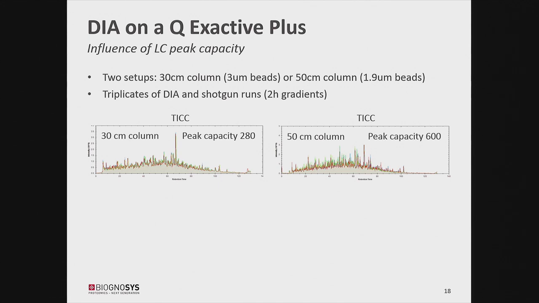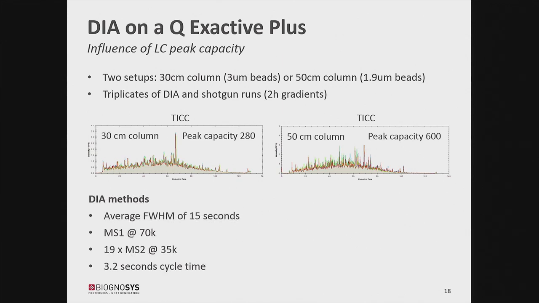We were also interested in the influence of the chromatography on DIA. It has been published that with increasing peak capacity for shotgun you would increase the number of peptide IDs, and we were able to test this on a Q Exactive Plus in the lab of Paolo Picotti. We had 2 setups, one with a peak capacity of roughly 300 and one with roughly 600. This corresponds to a setup with a really long column, 50 centimeters, with very small beads. So of course high back pressure, you need a UHPLC for that. We acquired triplicates, DIA and shotgun again, 2-hour runs, and looked at the performance of these 2 methods.